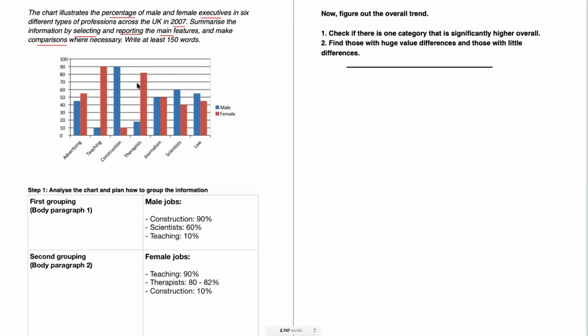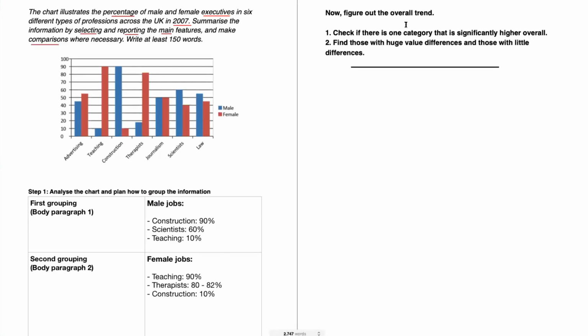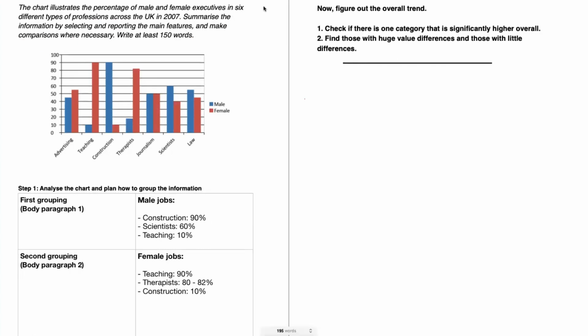We have grouped the information, we've analyzed the chart, and remember, we're looking for the most noteworthy. So the highest, the lowest, we don't really want to look at mid-range right now in this step. Now remember, for our second part of step 1, we need to figure out the overall trend. So we have to check if there is one category that is significantly higher overall. And so let's just make some notes here.